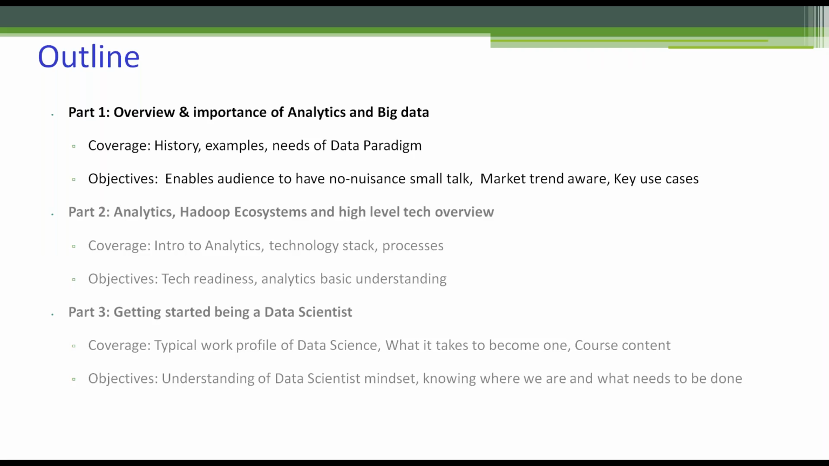So what I've primarily done is I've split today's session into three unequal parts, if you will. The first part is the most important, and I'll probably take the majority of the time in the first part, because that in essence talks about the application of what analytics and big data could do.